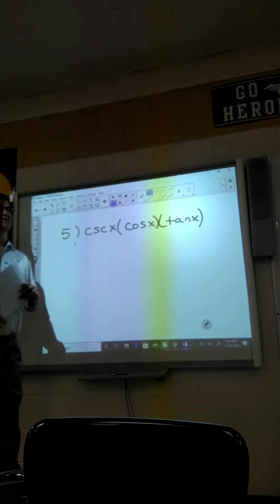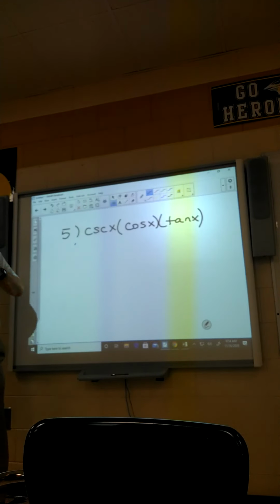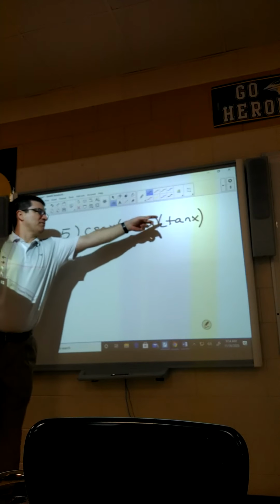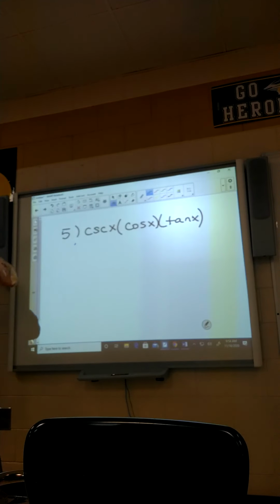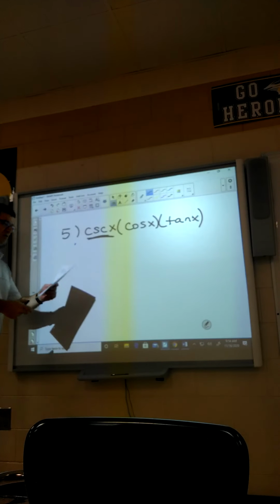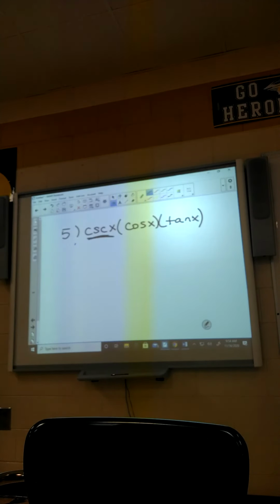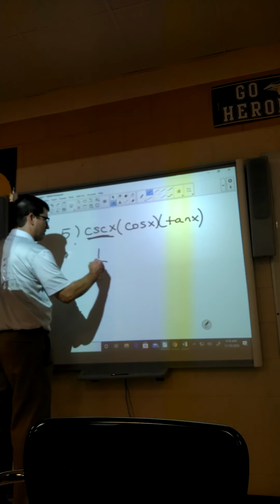Somebody explain to me, I've already answered this one time: how do I know which one of these trig functions I'm supposed to change? If it's not a cosine or a sine, you got to change it. So, what can I change this one into? Look at the top of your formula sheet. What does it say you can change cosecant into? All right, so we're going to change that one into 1 over sine.